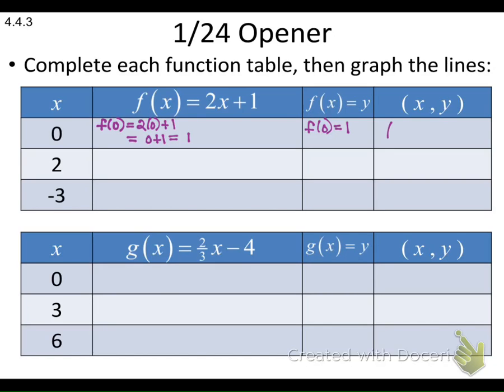My ordered pairs, my x value was 0. My y value is 1. So the first row of my function table is complete. Brendan, go ahead and do my second row of my function table.